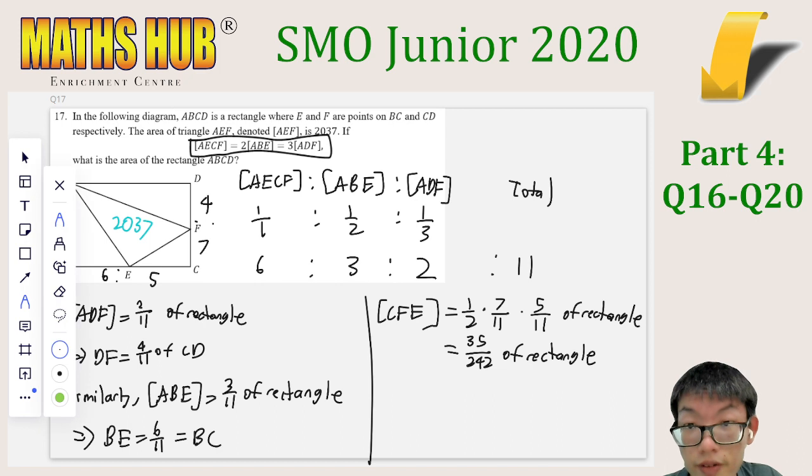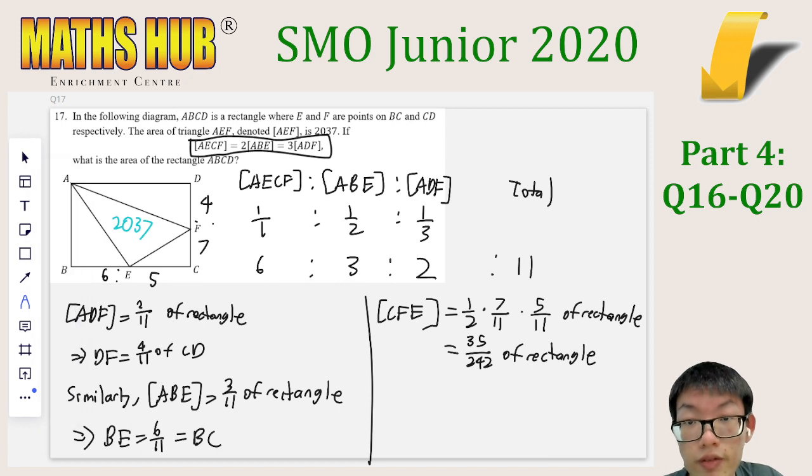Once again, if you're wondering where did this come from, we could just have completed this rectangle, and this rectangle would be clearly 7 over 11 in terms of height and 5 over 11 in terms of length as compared to the whole rectangle ABCD. Since it is a triangle, that's where we get half. So this is 2 over 11, this is 3 over 11, and this is 35 over 242.